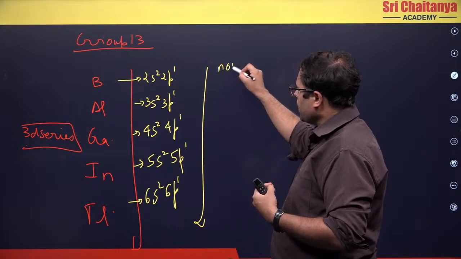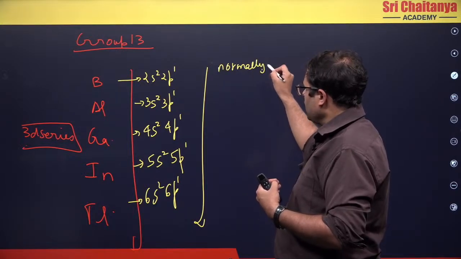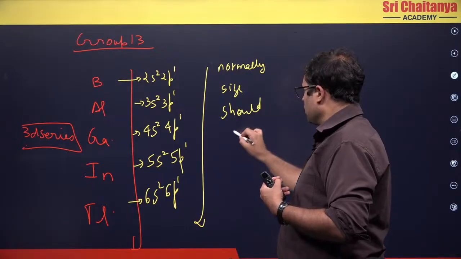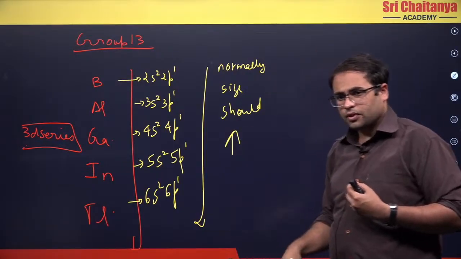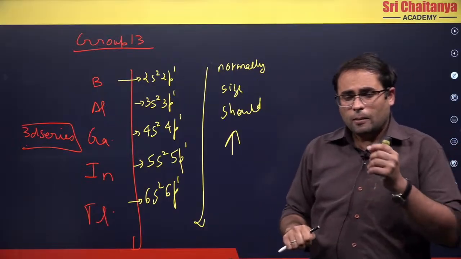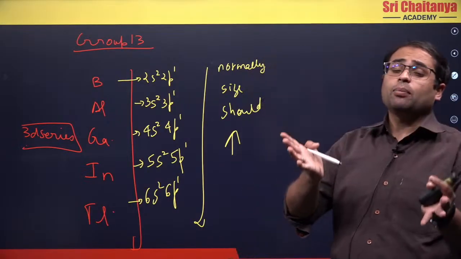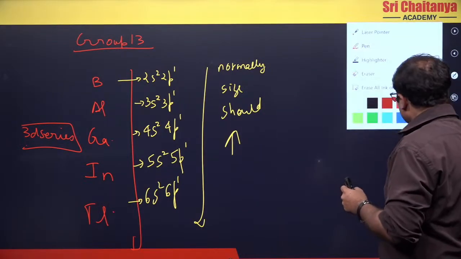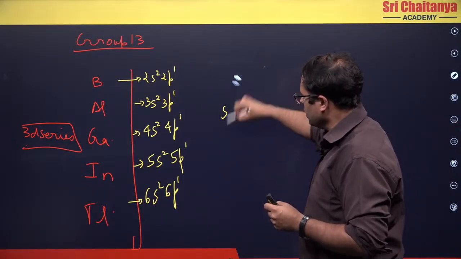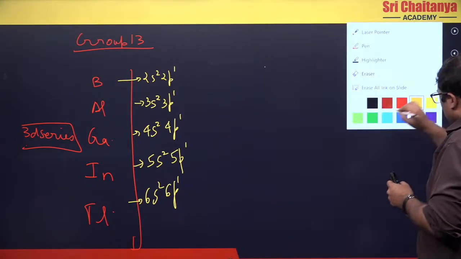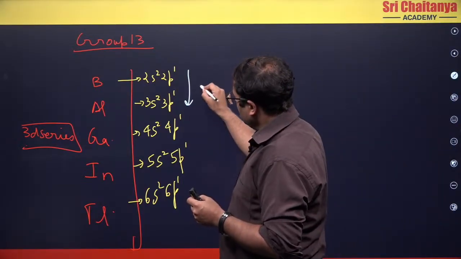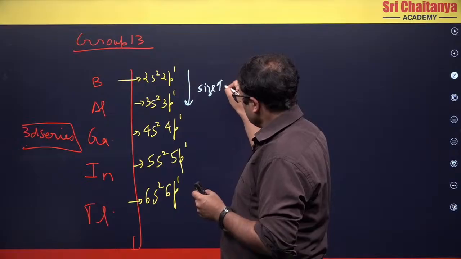normally size should increase, right? Because you can see 2, 3, 4, 5, 6 is increasing. But something remarkably different happens here. What happens here? Let us see. This does not happen. Size does not increase normally. How does it increase? See, from boron to aluminium, size increases.